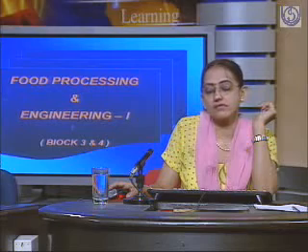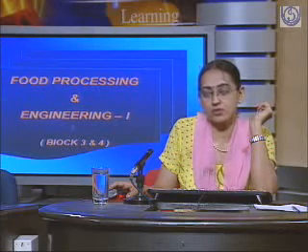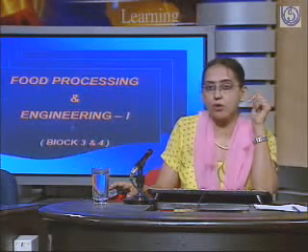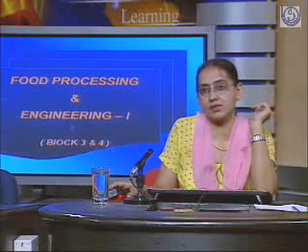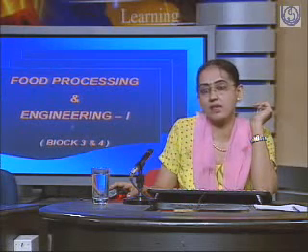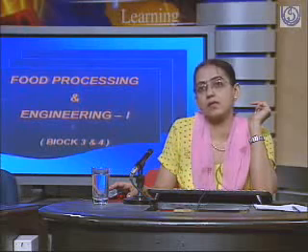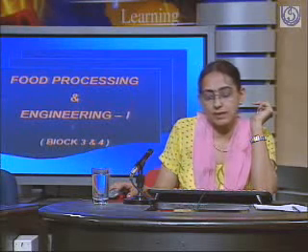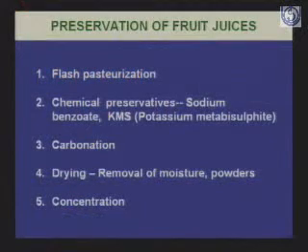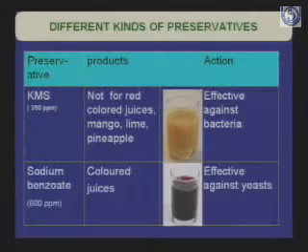Then what are the different techniques for preservation of fruit juices? The common technique which you must already have read is flash pasteurization, in which you heat at high temperature for a short time, that is 90 degrees C, and keep it for about 1 minute. The other methods are chemical preservatives. The two important preservatives which we use are sodium benzoate and potassium metabisulfite. Other methods could be carbonation or even drying and concentration.